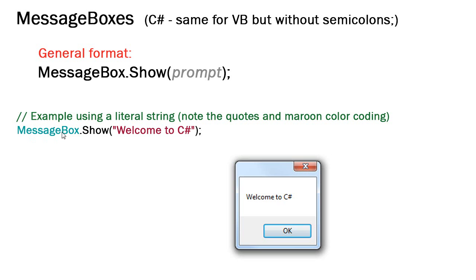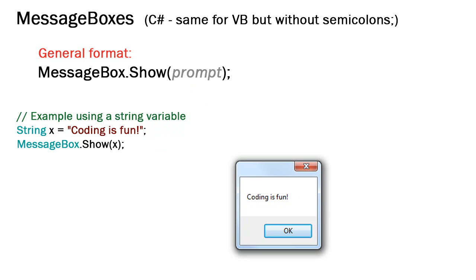So we have an example down here of MessageBox.Show, and then in quotes, "welcome to C#." Again, this is a literal string that's in quotes, so the compiler understands it. This prompt has to be a string value. In this case, we're using a literal string. Here's another example in which, rather than using a literal string, I have a string variable called x that contains a value of "coding is fun." Again, that is a literal string. And then my message box is simply showing whatever the value of x is. And so the result is we get "coding is fun" as the prompt of our message box.